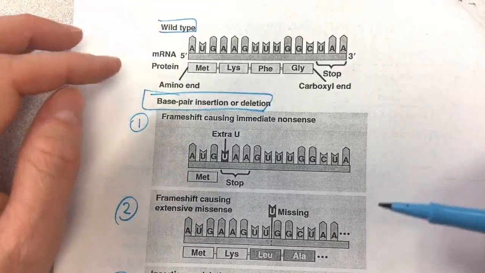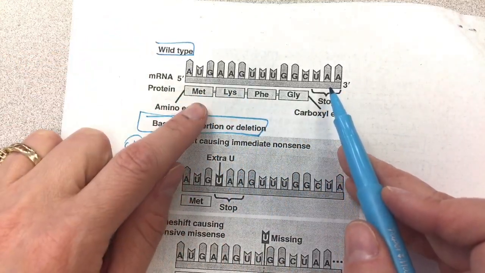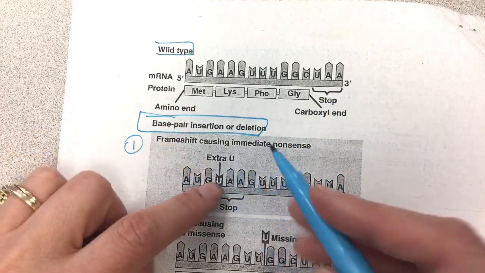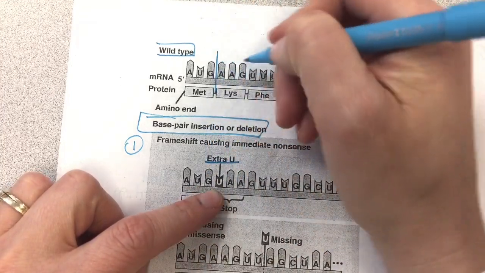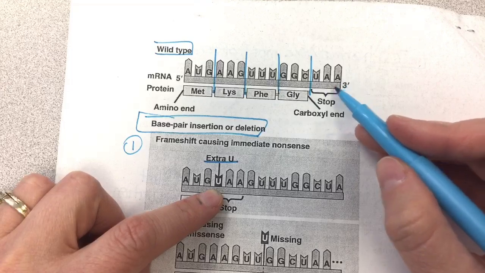So now we're looking at insertion and deletion. This is the normal, so that we can compare it. So let's look here. What has happened here? In this case, they put in an extra U. Let's divide these up into codons, every 3, so that eventually you get to the stop.